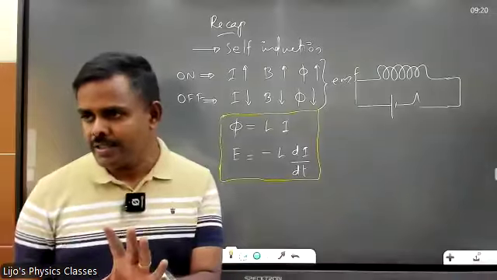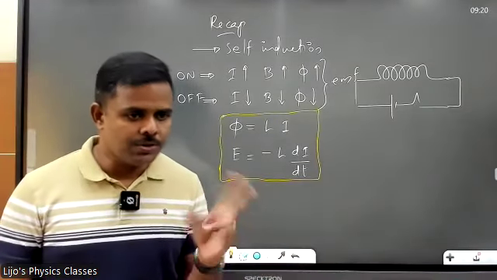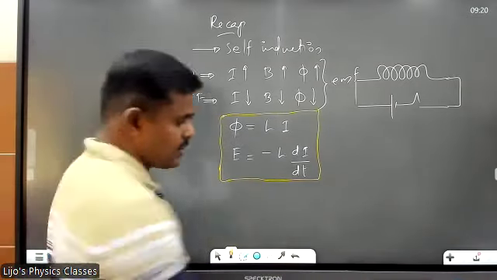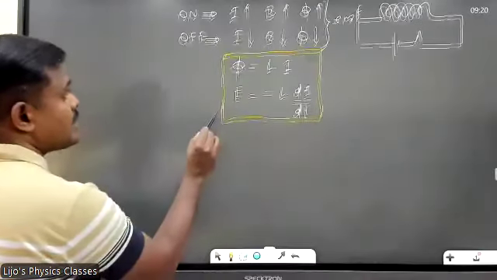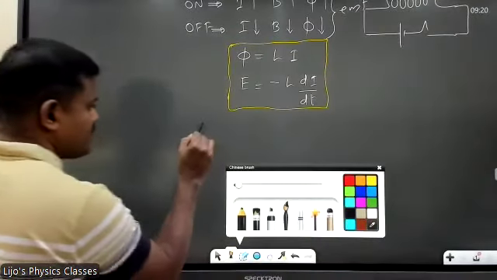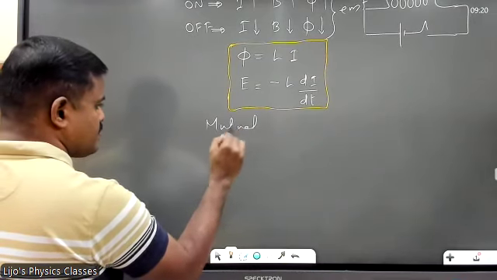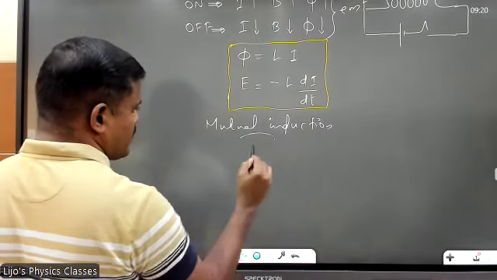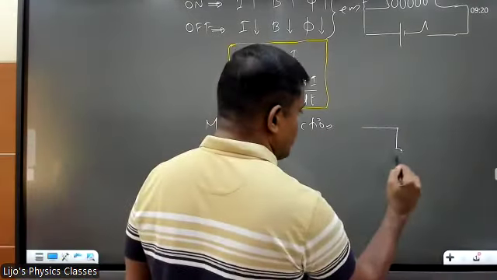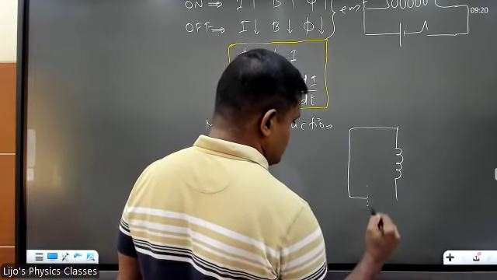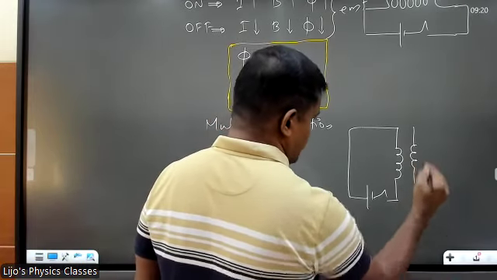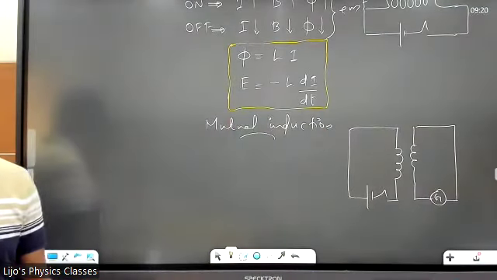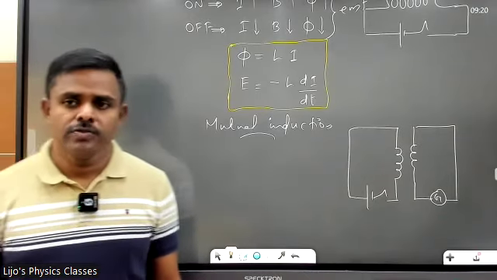Self-induction is on a single coil, right? On a single coil, it is called self-induction. And on two coils, it is called mutual induction. Got it? Right. So write the next one. Mutual induction. The only difference is that this time you have two coils, Adarsh. That's it. Cell and a switch. And in the secondary, you will have a galvanometer. Primary and secondary.